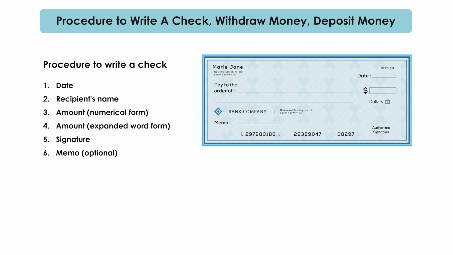6. Memo. Optional. There's a line at the bottom left where you may make a notation of what the check is for or type in your account number, for example, the utility company you're paying with that check. It can also signify that the money should be applied to what you owe rather than something else. For example, if you're writing a check to pay for anything at your child's school, you may include his or her name and grade in the memo line.